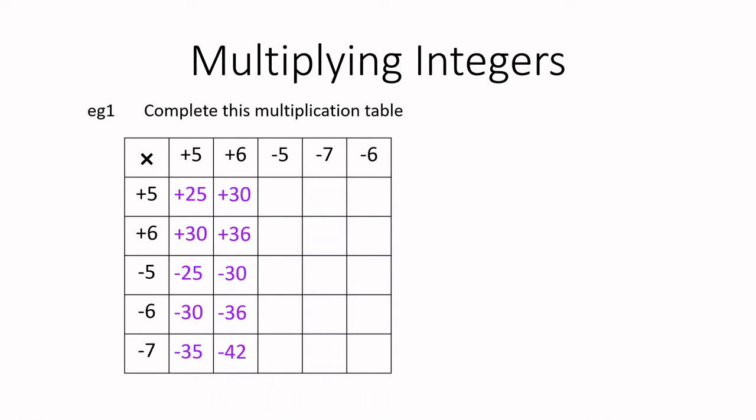Negative 5 times positive 5 is going to be negative. Opposite signs, negative 25. Negative 5 times positive 6 is negative 30. Negative 5 times negative 5 is positive 25. When the signs are the same, your answer is positive. Negative 5 times negative 6, again, positive 30. Negative 5 times negative 7, again, positive 35.